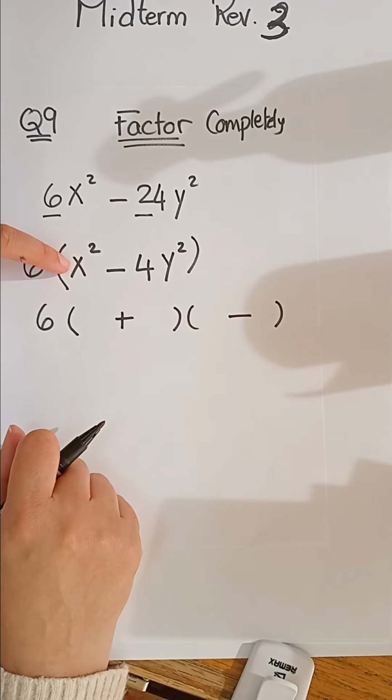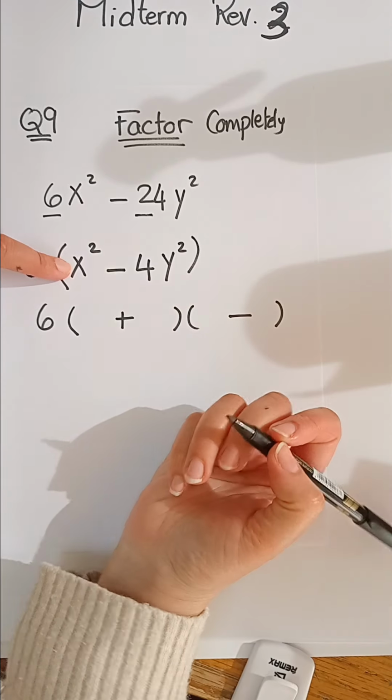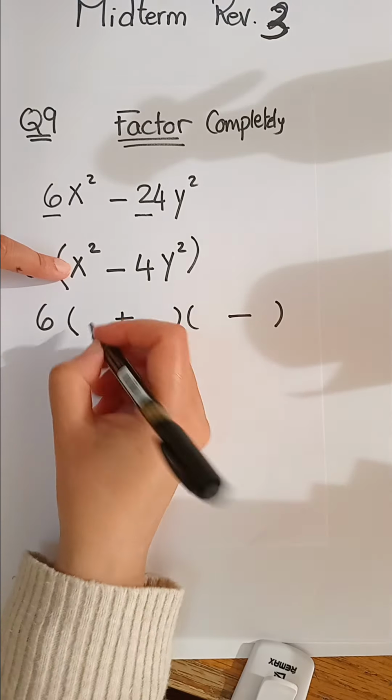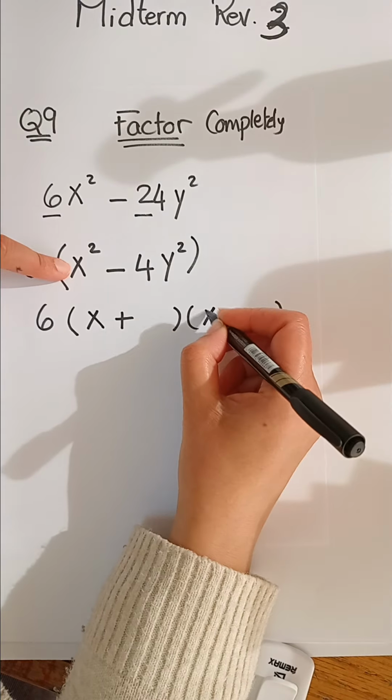I'm going to ask myself, what gives us x squared? What multiplied by itself gives us x squared? And the answer is x multiplied by x. So I'm going to put here an x and here an x.